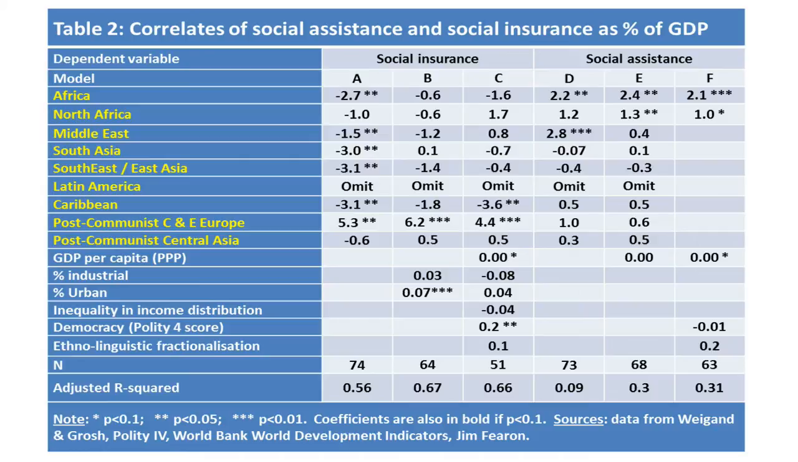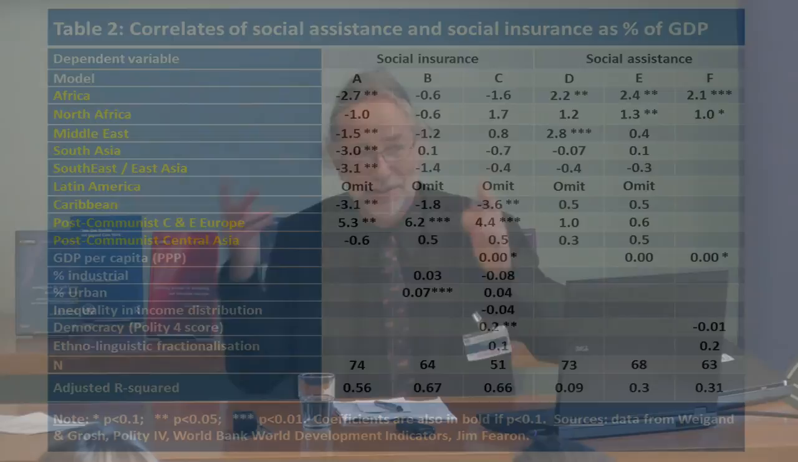In the third column, I put in a whole bundle of variables: ethno-linguistic fractionalization, measure of democracy, and so on. It doesn't change the picture very much. But essentially, Africa is not distinctive in terms of how much it spends on social insurance once one controls for development and other things. That's the takeaway from this. That's not why Africa is distinctive.